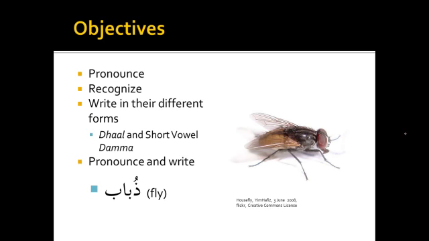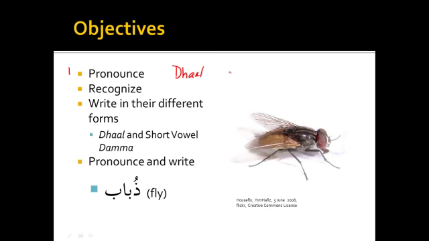So here we have our objectives. Again, for this lesson, we have 4 objectives. Our first objective is to pronounce the Dhaal. Now I'm going to write the Dhaal as a DH, but of course, that's just an approximation for how the Dhaal is actually pronounced in Arabic. We call the letter Dhaal. That's the name of the letter.